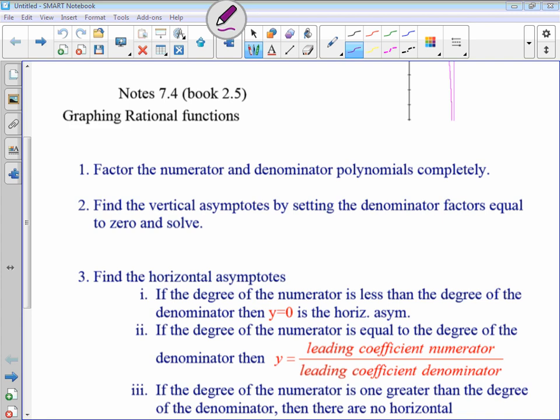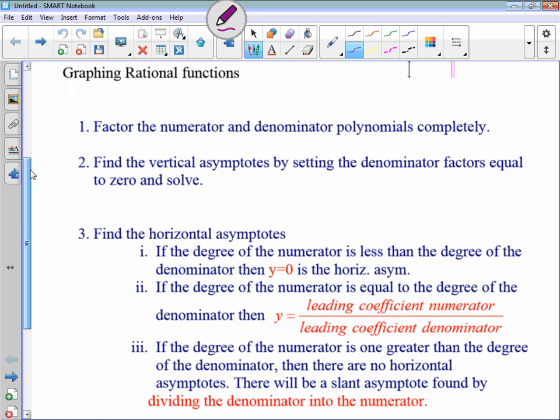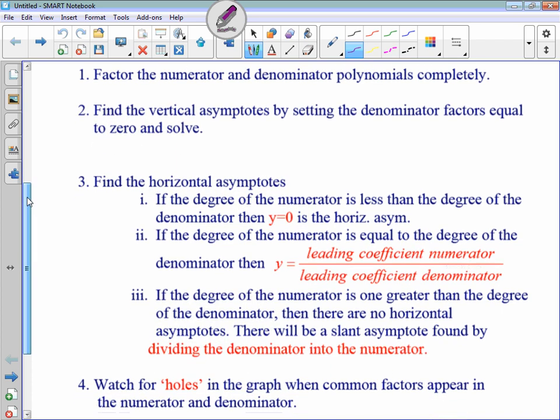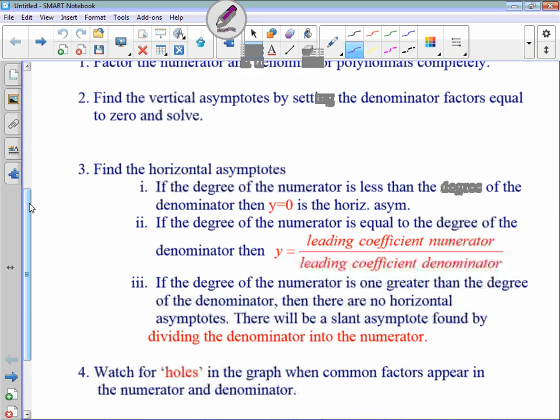So these are the steps you should be going through when you graph your rational functions. You always have to factor your numerator and denominator if you can. Find your vertical asymptotes. That's where your denominator equals 0. Your horizontal asymptotes: top heavy, bottom heavy, equal. You remember that from last year? Bottom heavy, it's always y equals 0 for your horizontal asymptote. Equal, you divide your leading coefficients. Top heavy gives you a slant.